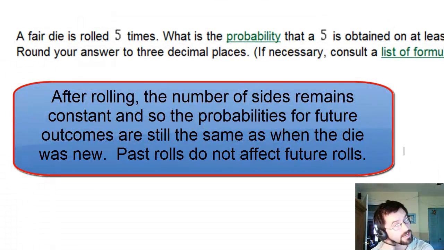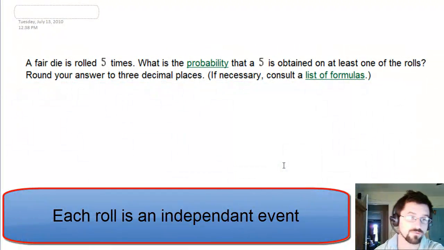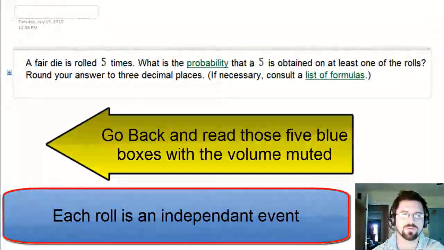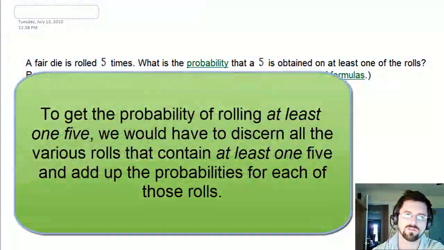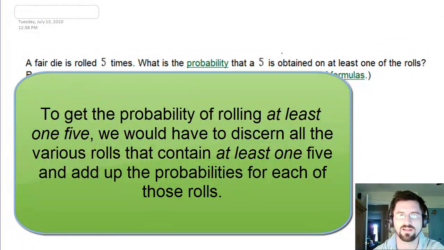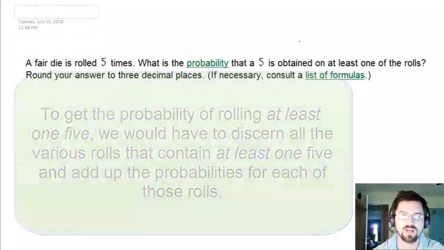Your chance of rolling any particular number or not rolling it is still the same. So the question is, what is the probability that a 5 is obtained on at least one of the rolls? Well, at least one isn't always easy to do. So instead of finding the probability of at least one, we're going to find the probability of its complement.